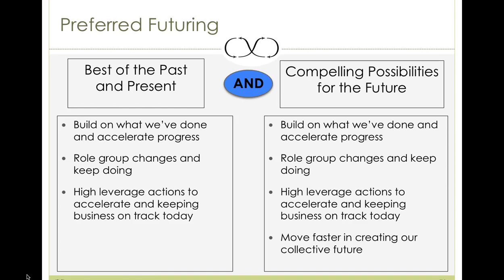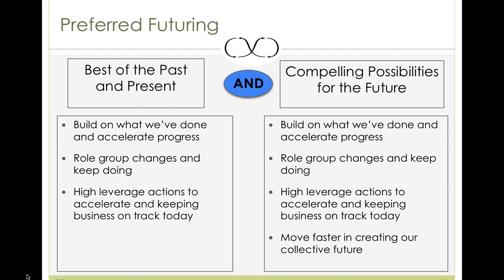And then compelling possibilities for the future. Again, we see that building on what we've done in accelerating progress. This is a high leverage action within a principle. So I had an example across principles. This is one within a principle.